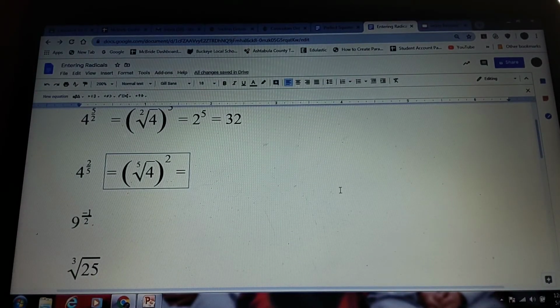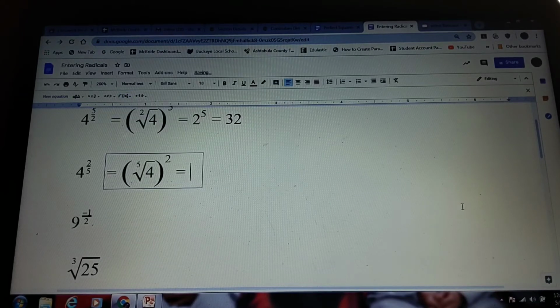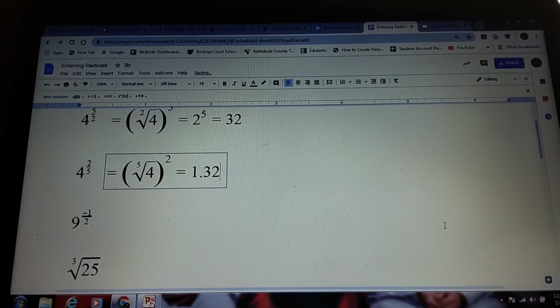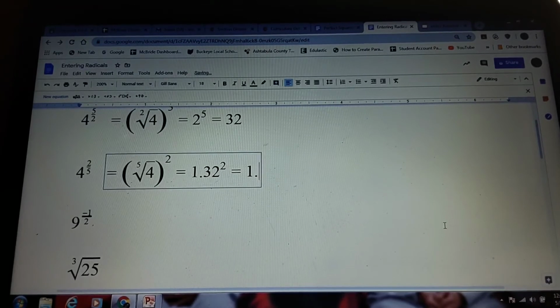And now I can start writing in the next step. Equals. Back to your math toolbar. Squared. Okay, I need the 5th root of 4. This is where you put it in your calculator. We got 1.32. Right arrow over. So I get my power, which is 2. Right arrow over. Equals. Put that in the calculator and I get 1.74.